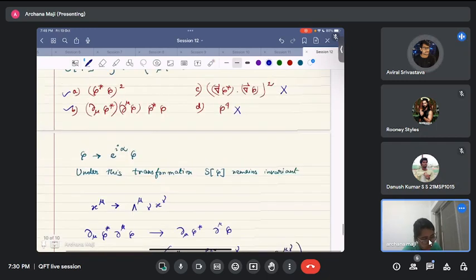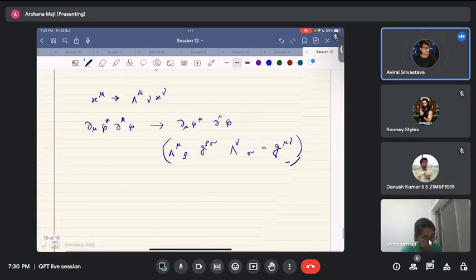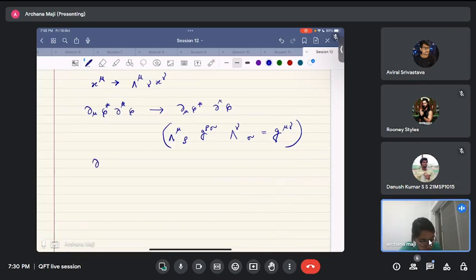Is that good? Could you please show how to go about this slide? So okay. How does del mu under Lorentz transformation become del x prime mu? And what is this term?